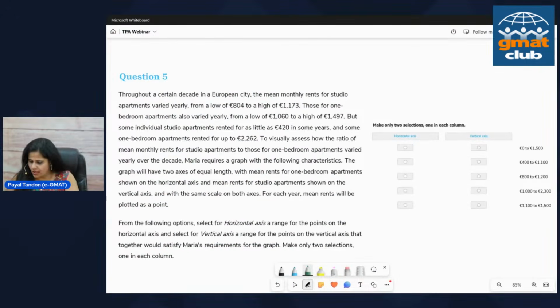Through a certain decade in a European city, the mean monthly rent. So you see over here 10 years, right? A decade means 10 years. Mean monthly rents for studio apartments varied yearly. So this means that for every year, mean monthly rent was calculated, so you'll have 10 points over here. And this is for the studio apartments, varying from 804 to 1173.